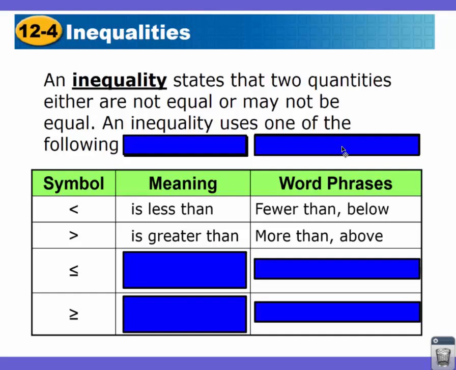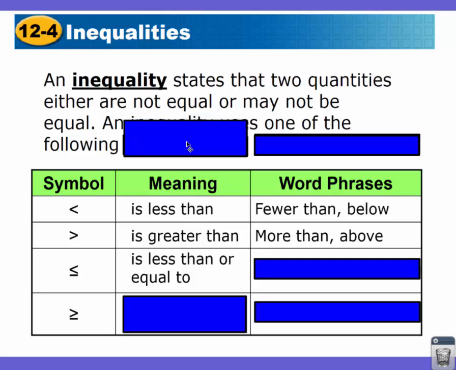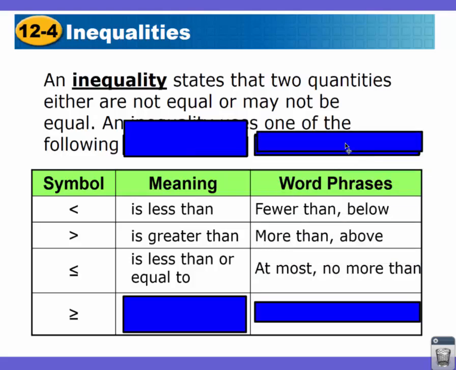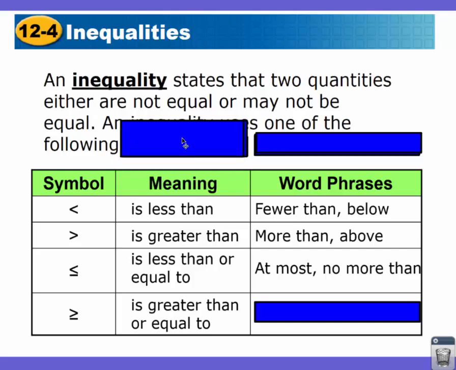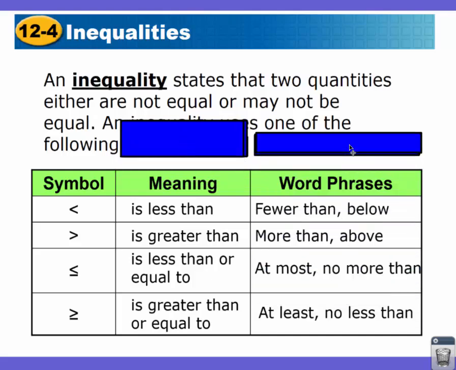Okay, the next one is less than or equal to. That means either condition can make it true. It can be less than or it can be equal to the number that's there. Some words that reference that are at most, no more than, those kinds of things. And then the last one is greater than or equal to. And some words that represent it are at least or no less than. So those are cue words that kind of tell us what kind of symbol we're going to use.